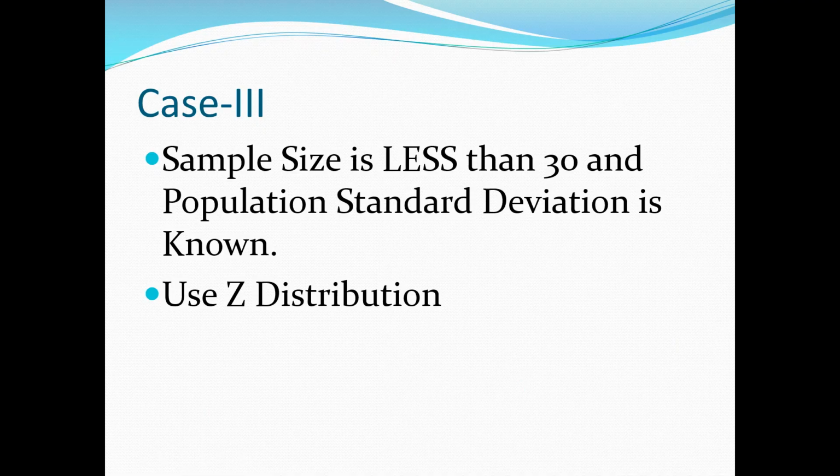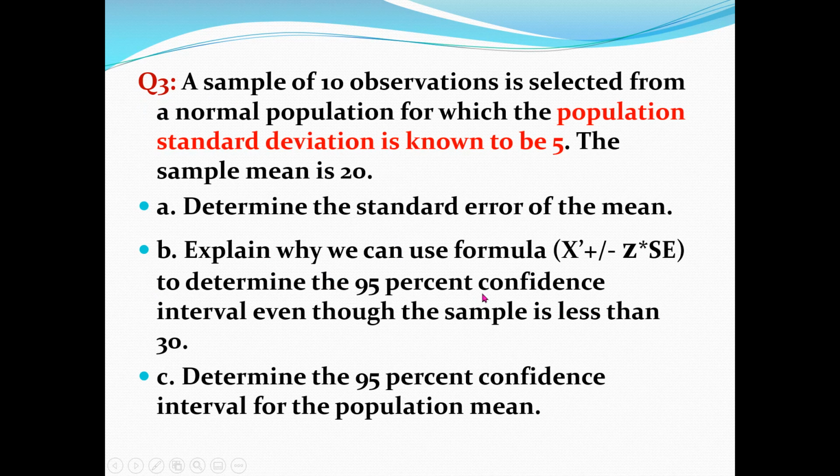Let's say the sample size is less than 30 and population standard deviation is known. Even in this scenario I am going to use the z distribution. So the key is, you can see, in the less than 30 sample size, even if the population standard deviation is known, we are using the z distribution. So let's see the example.